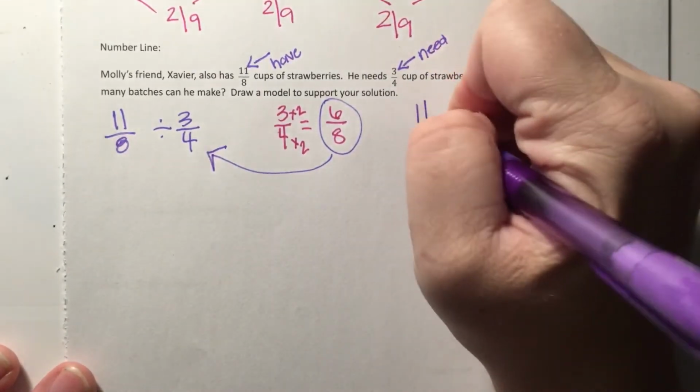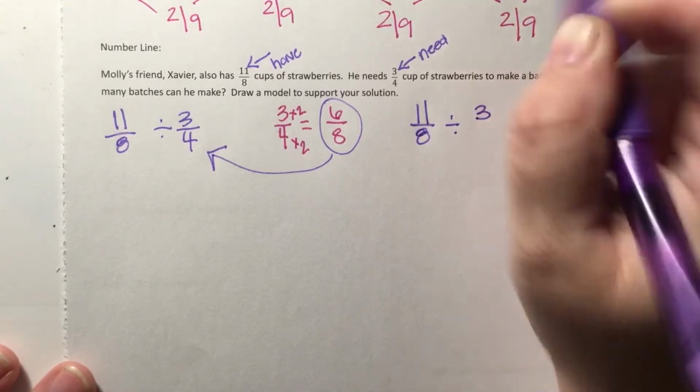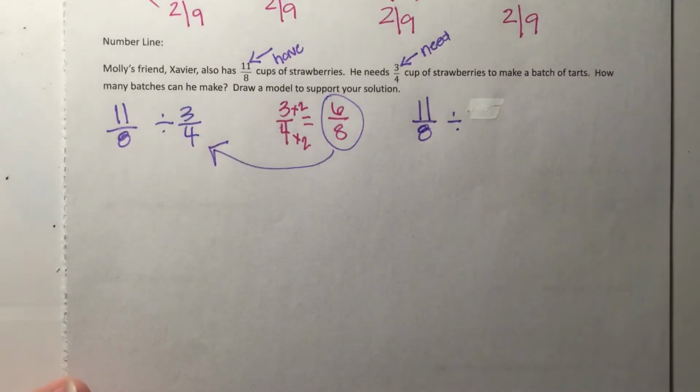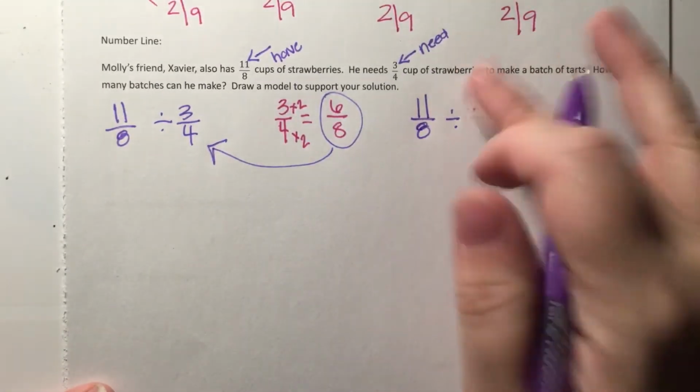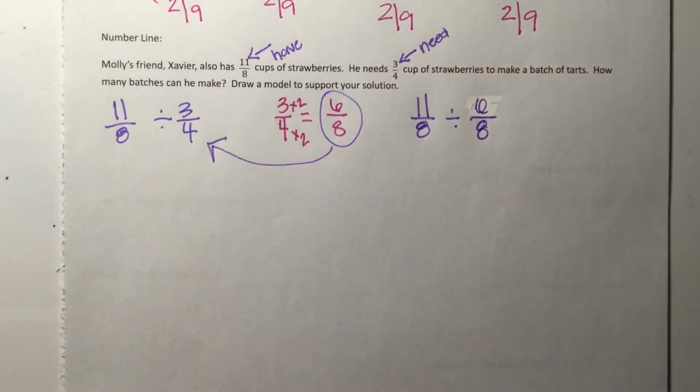Okay, so this is our problem now. 11/8 divided by, oops, ooh, this is why you use pencil, folks. I will say this daily. Okay, here we go. 6/8, right? Okay, so there's our expression.